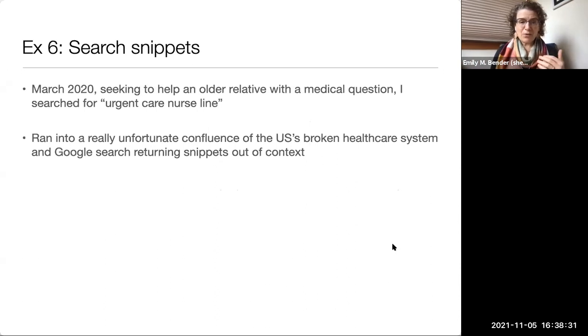All right, now I'm going to shift over to some examples involving search because they turn up the issues very nicely. Starting with an experience that I actually had. So in March 2020, beginning of the pandemic, I was seeking to help an older relative with a medical question. And it basically came down to, does this person go into the ER right now when we're trying to all shelter in place, or will they be okay at home? I think they'd had a fall. They're fine now, so the story ends well.